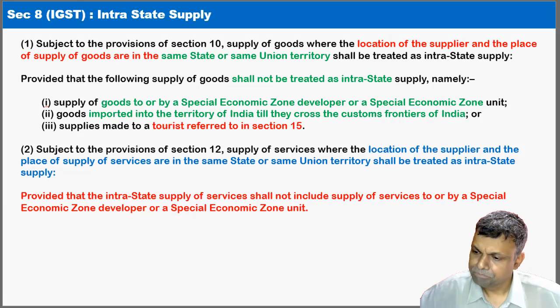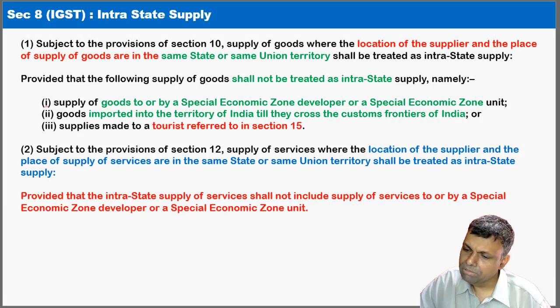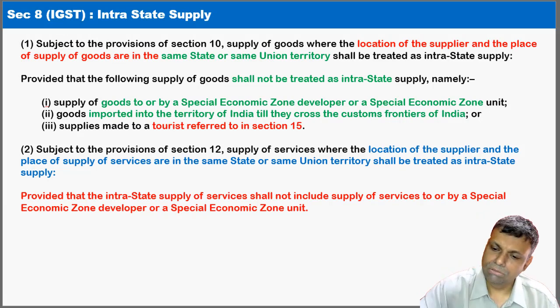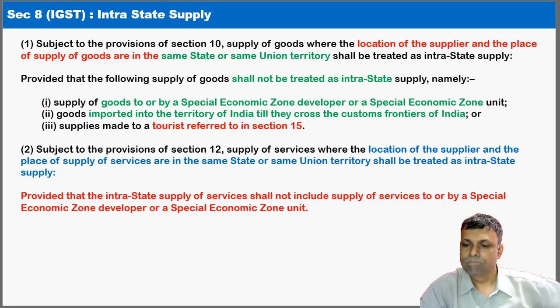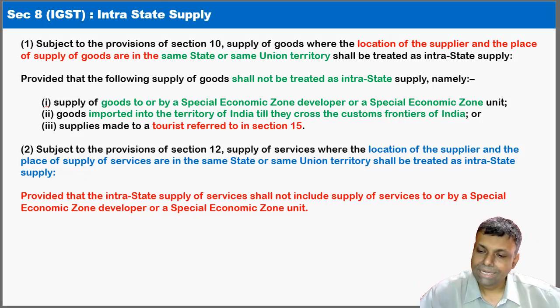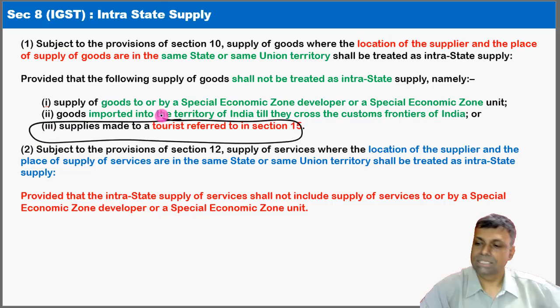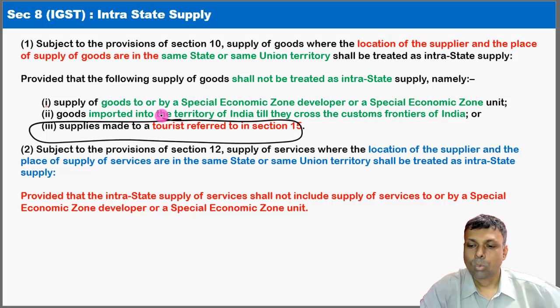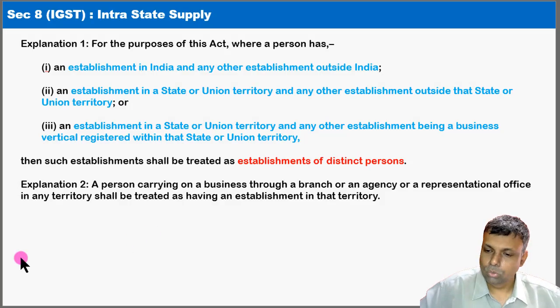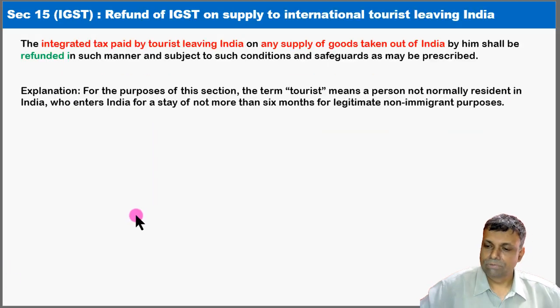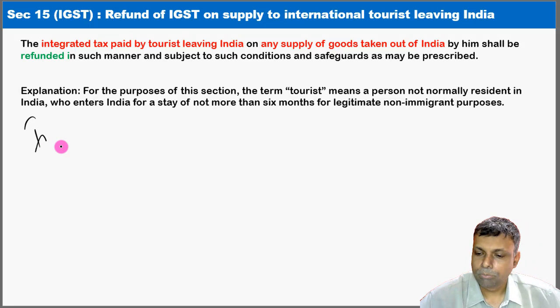Further, one more thing I want to bring to your notice, on intrastate or interstate supply: where there is any supply made to a tourist, it is again further governed by section 15. Mark this particular point as important.